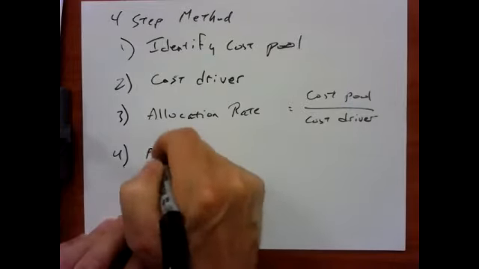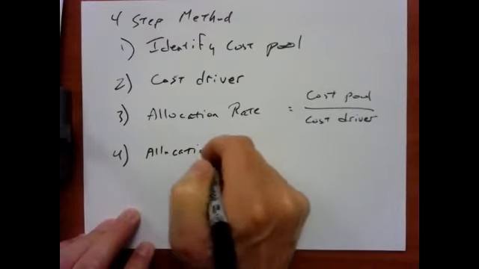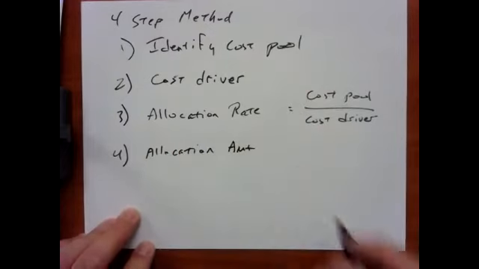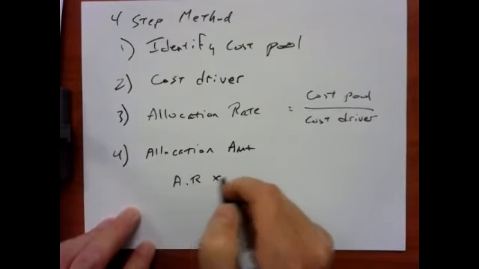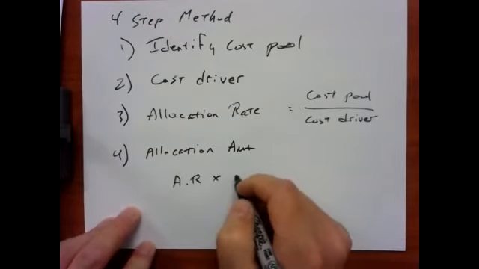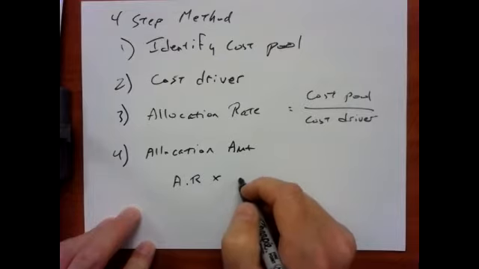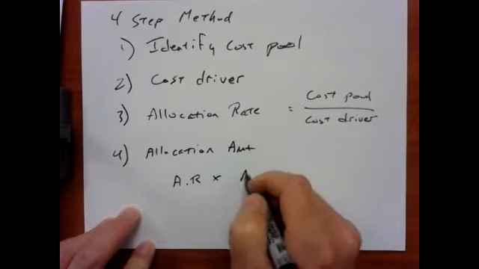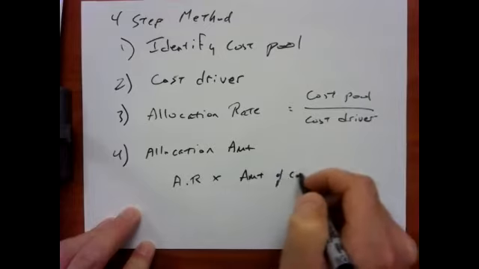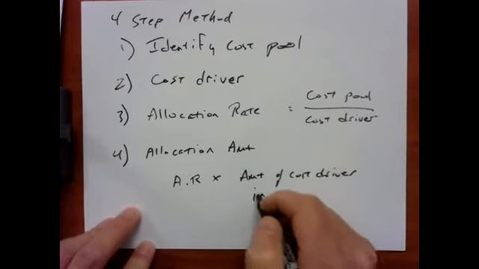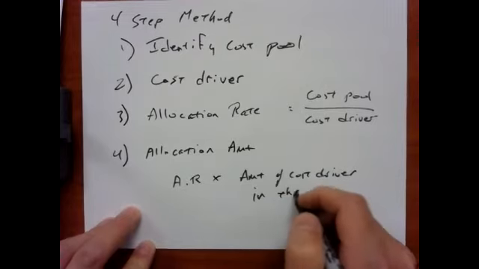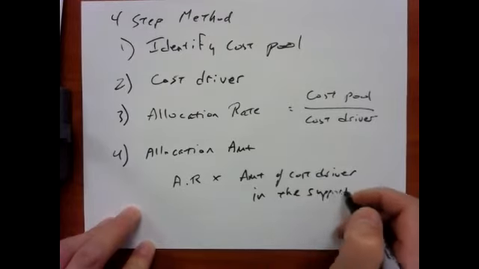Then you get the allocation amount, right, which is the allocation rate times the amount of cost driver. This is not a simple equation in the supported department.